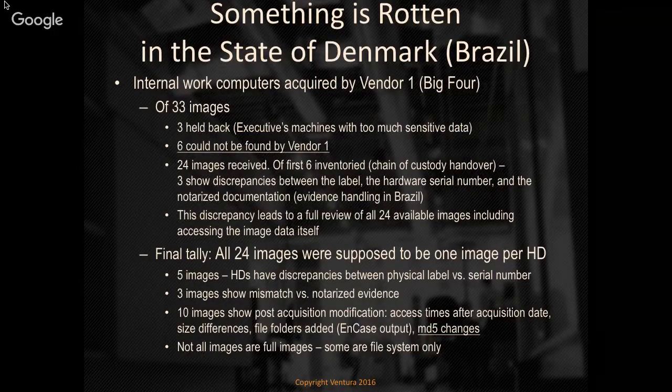They were running EnCase on these, and some of them would actually write the EnCase onto the image. That's a big no-no. Big no-no. And of course, the worst part, MD5 changes, right? So the notarized documentation has the MD5 hashes of all of these images, and some of them show different numbers because they are actually opening them.